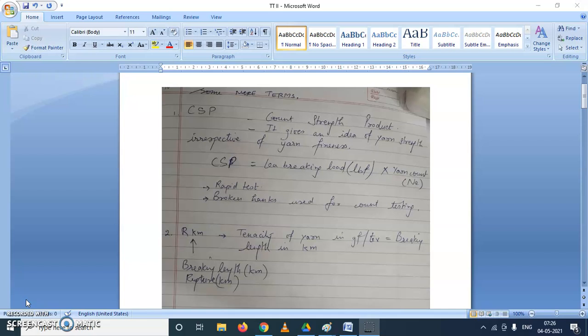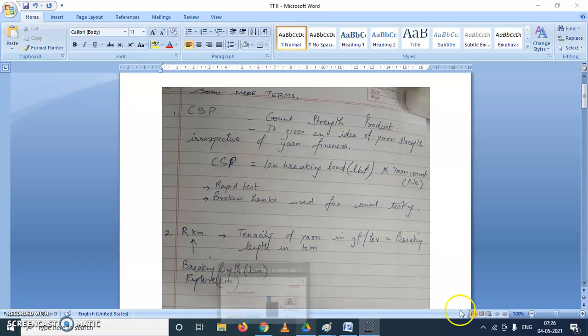So it gives an idea of the yarn strength irrespective of yarn fineness. In the way we divide by linear density in case of tenacity, here we are multiplying by yarn count because it is an indirect system. It is a very popular test in industries because it is a rapid test, and both the things, count as well as strength, we can take from one single sample.